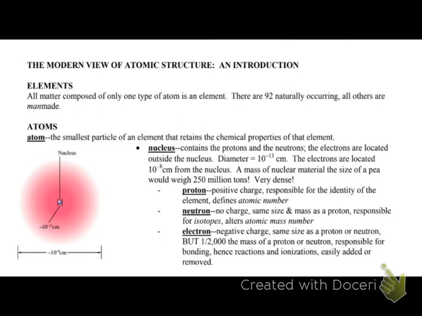Elements: all matter composed of only one type of atom is an element. There are 92 naturally occurring. What's the last naturally occurring? Uranium, you are correct. All others are man-made, okay? We are now up to 118. 118 elements have been made or discovered, named.